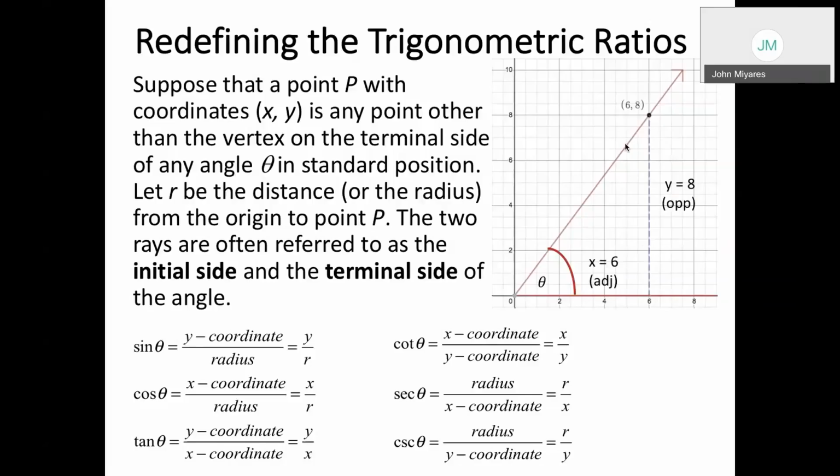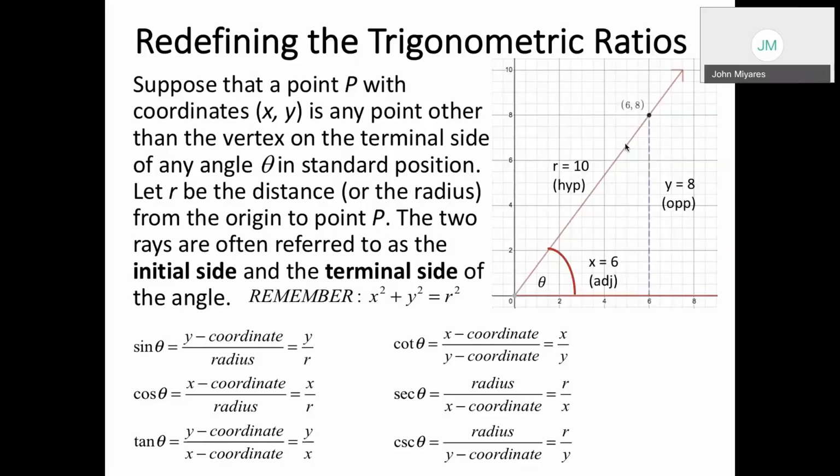Now, the other component of this was to get the hypotenuse, which we're now calling r, the radius of revolution in this angle. And in order to compute its length, we're going to have to use the Pythagorean theorem just like before. So for this triangle, we're going to have 6 squared plus 8 squared equals, well, 36 plus 64, which becomes 100. The square root of 100 is going to be 10. Now we have all three sides, x, y, and r.